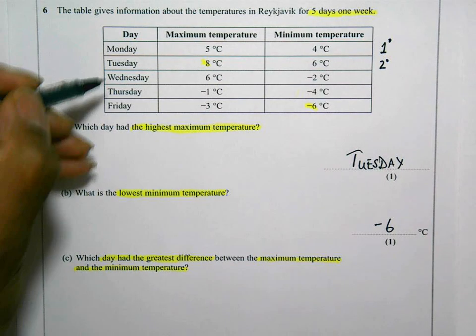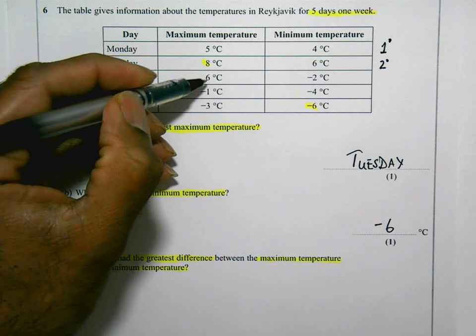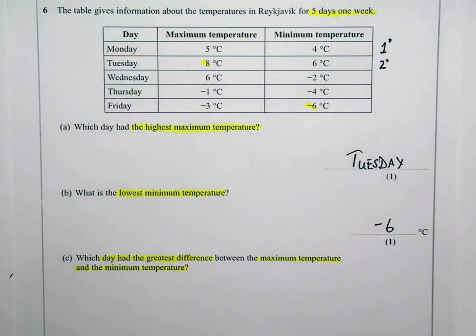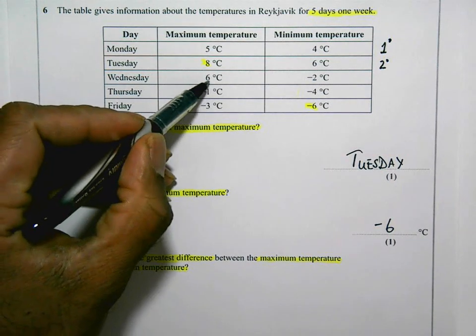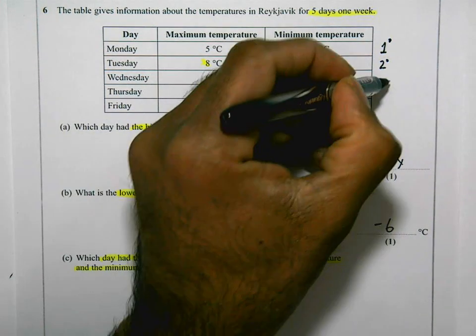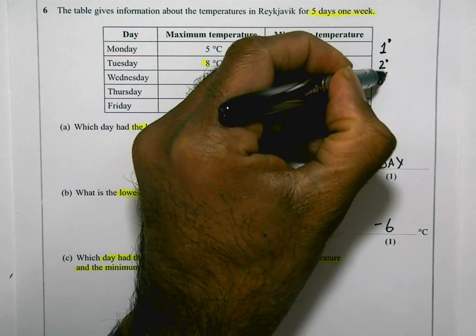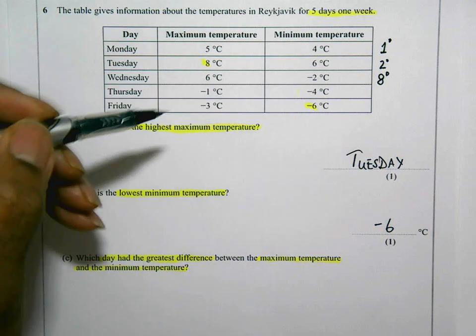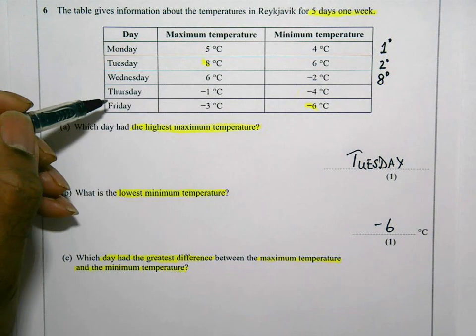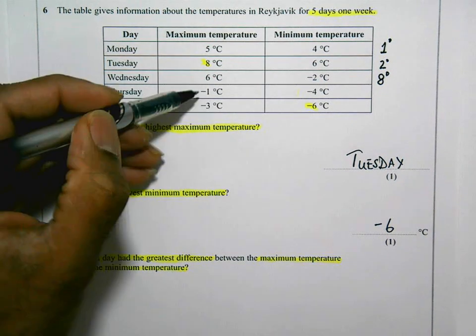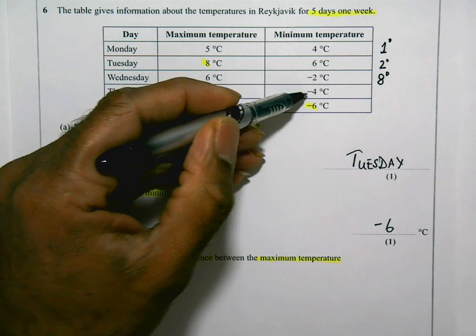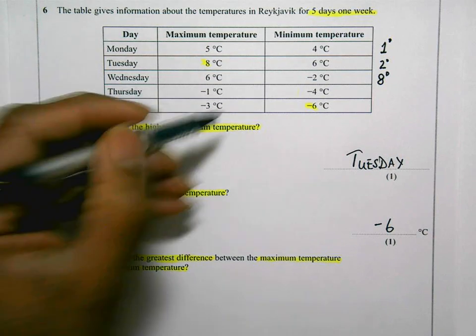Wednesday the maximum was 6 and the minimum was -2. Now you need to understand your minus numbers here, and it might help to draw a number line, but the difference between 6 degrees and -2 degrees, that's 8 degrees. Because it's 6 degrees to 0, and then it's -2 degrees on the other side. That's 8 degrees altogether. On Thursday, the maximum temperature was -1 and the minimum temperature is -4. They're both negative, and the difference between those two is 3 degrees.